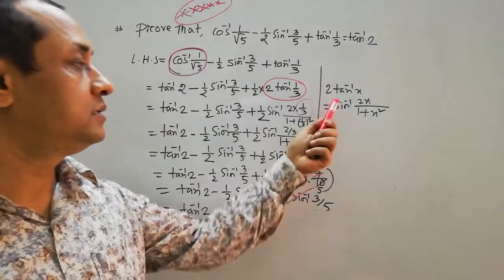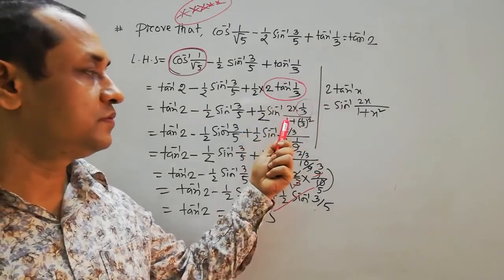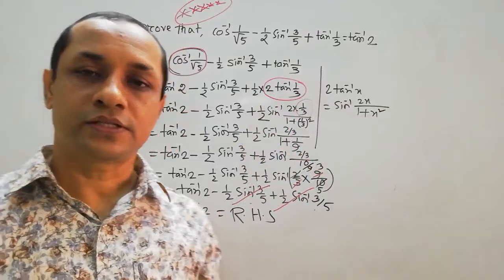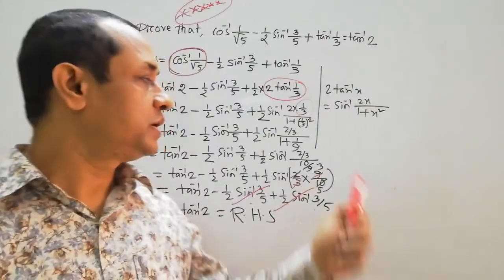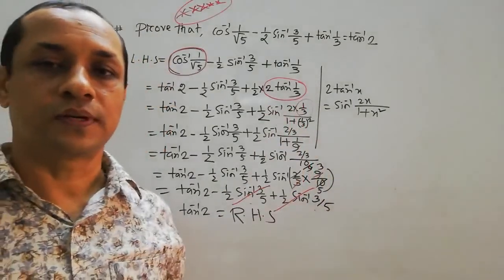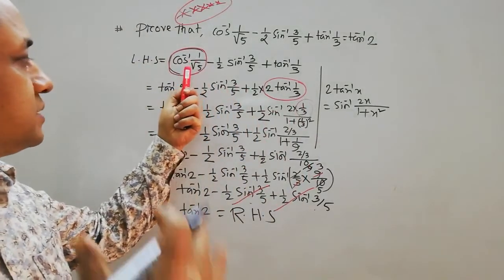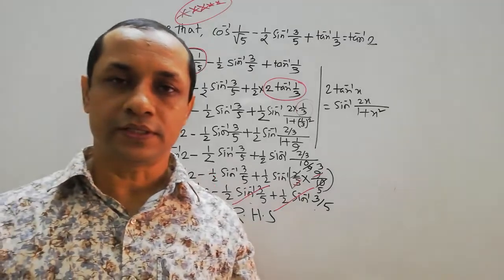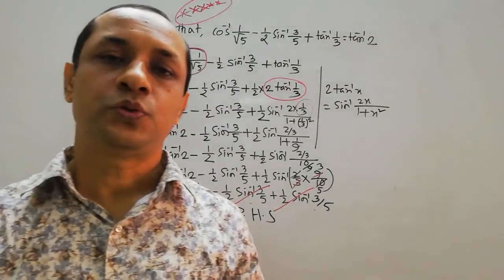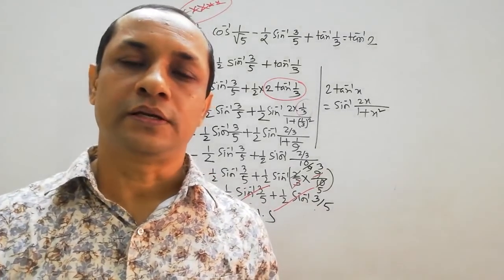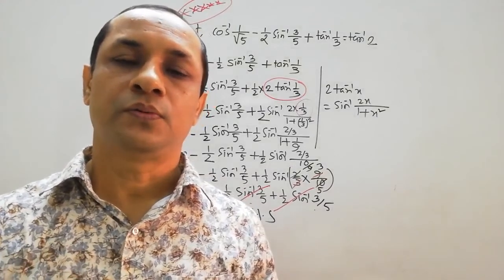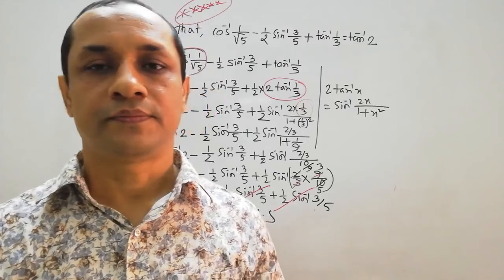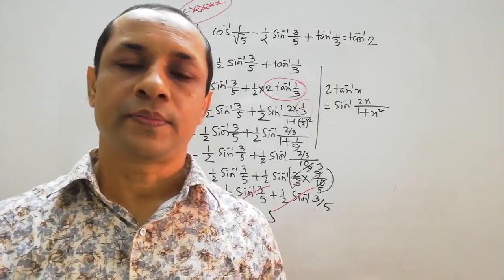I say again, here we used the formula 2 tan inverse x equals sine inverse 2x by 1 plus x square, and cos inverse converts to tan inverse. So student, memorize this formula: 2 tan inverse x equals sine inverse 2x by 1 plus x square. I hope you are clear. See you again next class.